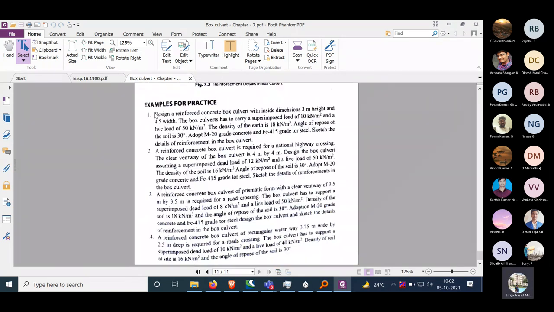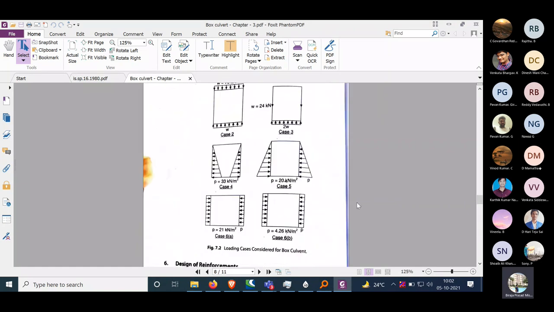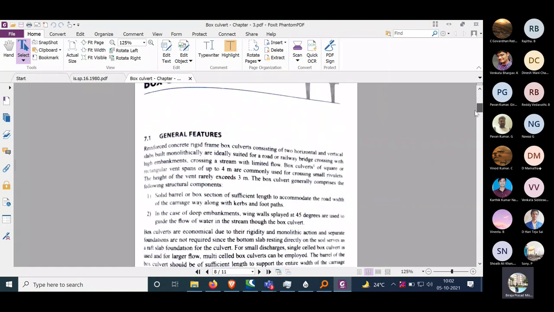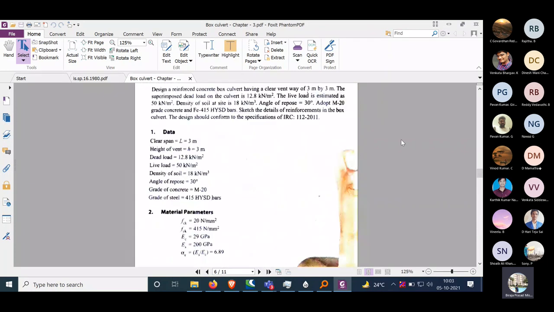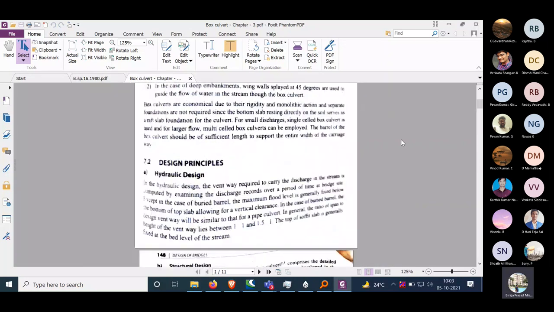So here we have four design problems. Example one, example two, example three, and example four. That is your assignment. If you are able to do all these four problems, then definitely you can solve this, whether it is in your end semester or mid semester. So I will share this entire link or this entire PDF with you, which comes under your unit one part. Okay. That's it.